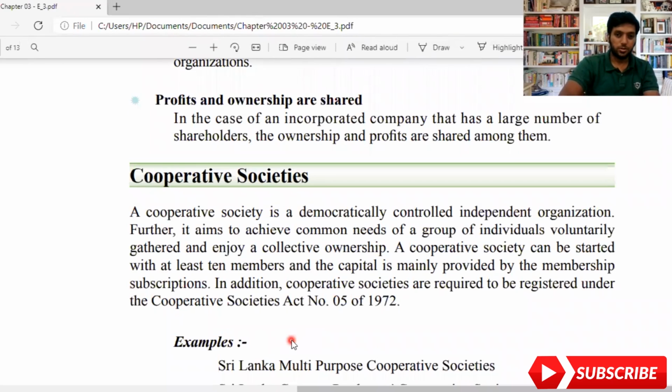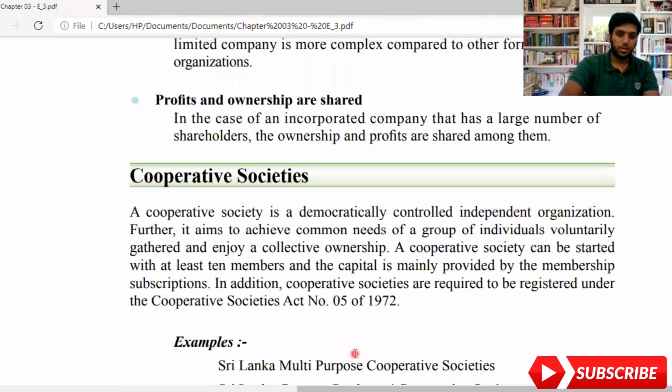So what is this cooperative society? This is a very good paragraph you need to read, so I'm going to read it. It's very important, guys. A cooperative society is a democratically controlled independent organization. So it's a group of people getting together with a common objective. But here it's not a profit objective, it's a non-profit objective. So it's a private sector firm, but it's not a public sector. Remember that. A cooperative society can be non-profit, but a private sector firm.